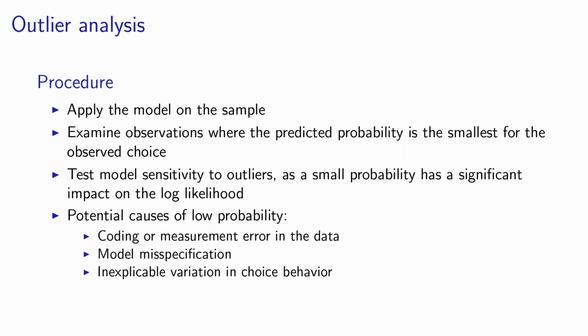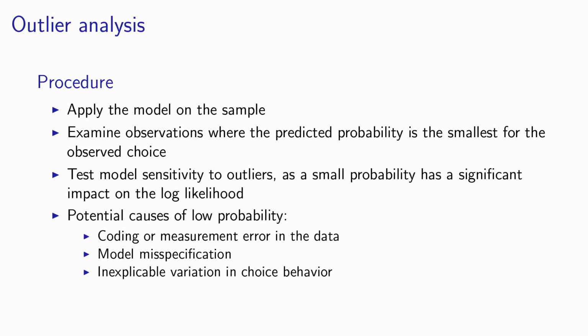So the procedure of this outlier analysis is that you take your estimated model and then you apply the model on the sample. It means that basically you calculate the probability predicted by the model that the observed choice is actually made. And these are actually the components of the log likelihood function. And now you sort them and you look at those for which this predicted probability is small. It means that you are looking at the specific individuals for which the model is doing a bad job. This is what we call the outliers.